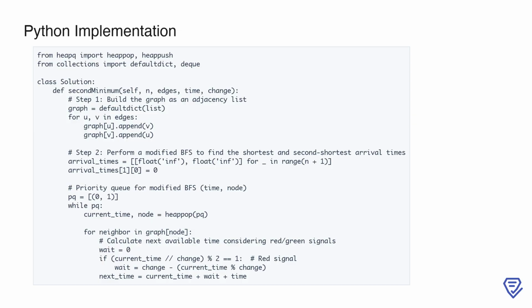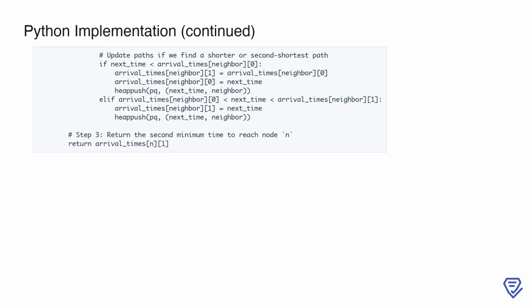As we process each node, we iterate through its neighbors. At this point, we calculate the next available time to visit a neighbor, considering the traffic signal's red or green status. If the current time falls during a red signal, we calculate the waiting period required for the signal to turn green before proceeding. Now, we update the arrival times for the neighbor node based on the calculated next_time.